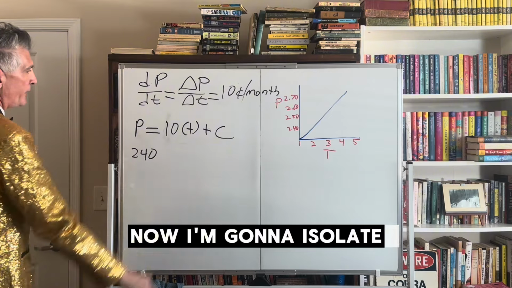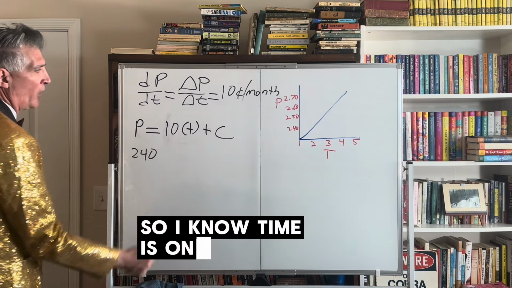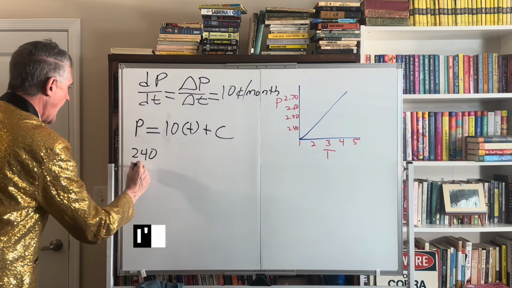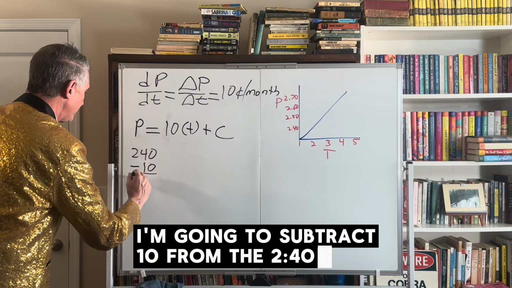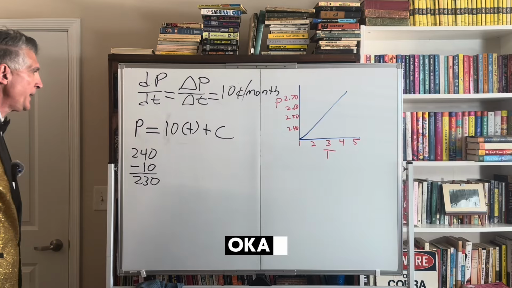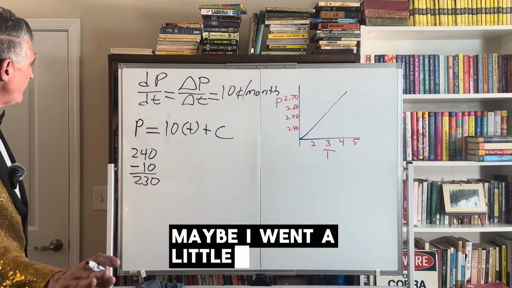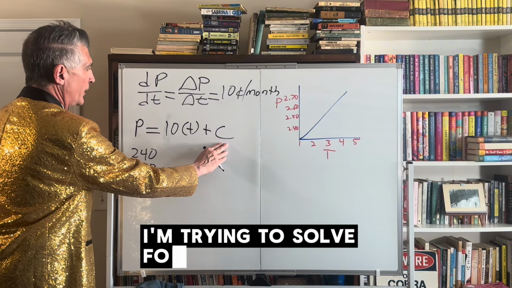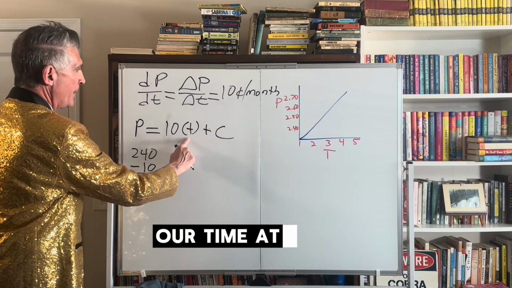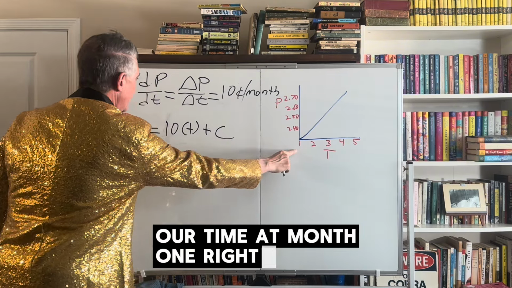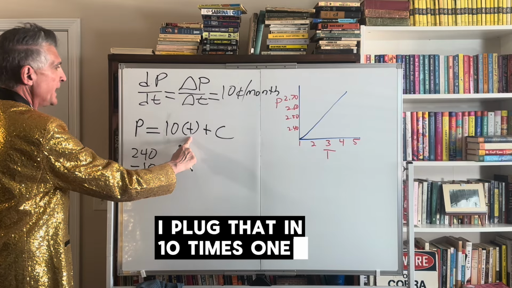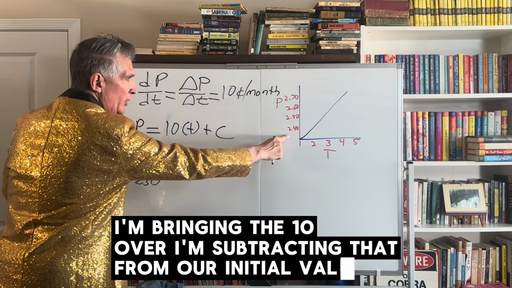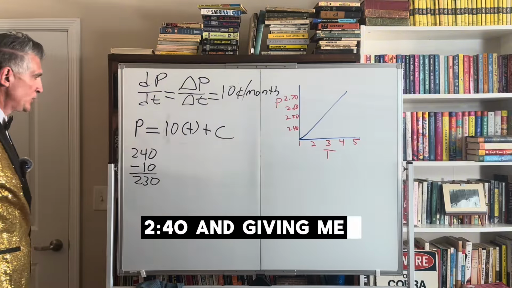Now I'm going to isolate for the C, right? So I know time is 1. So 10 times 1 gives me 10. Let me bring the 10 over here. I'm going to subtract 10 from the 240, giving us 230. Maybe I went a little fast here. Let's take a minute to look at this. I'm trying to solve for C, our initial condition. Our time at month 1, I plug that in. 10 times 1 gives me 10. I'm bringing the 10 over, subtracting that from our initial value, 240, and giving me 230.